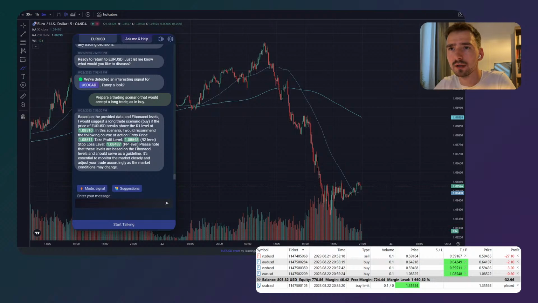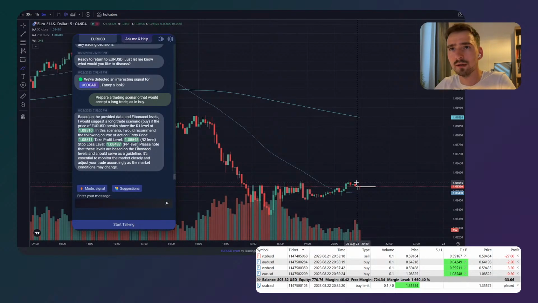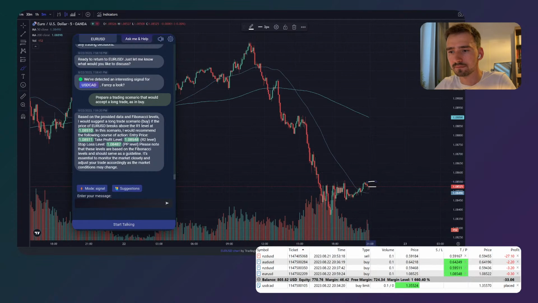Yeah, please take note of that. These levels are based on the Fibonacci levels and should serve as a guideline. It's essential to monitor the market closely and adjust your trade, because conditions may change. Right, so we've got a little trade for us from here. Something like that, yeah. We'll see about that.